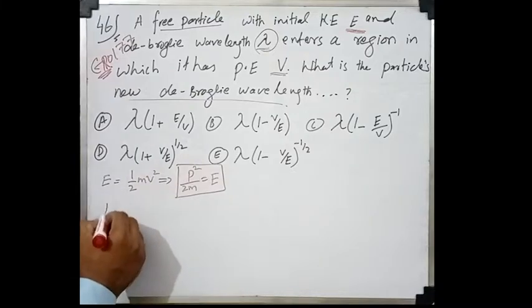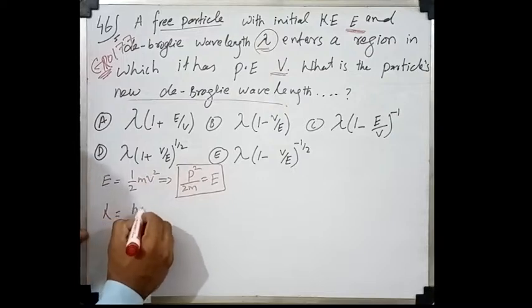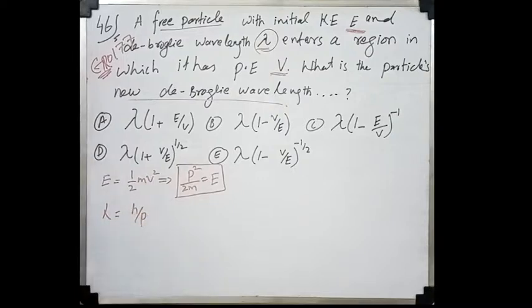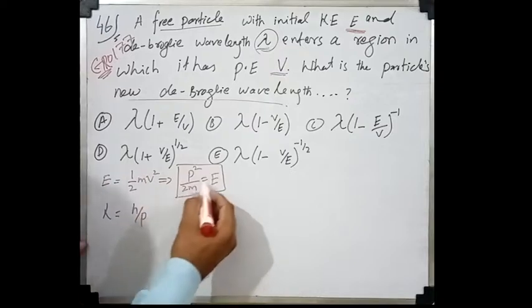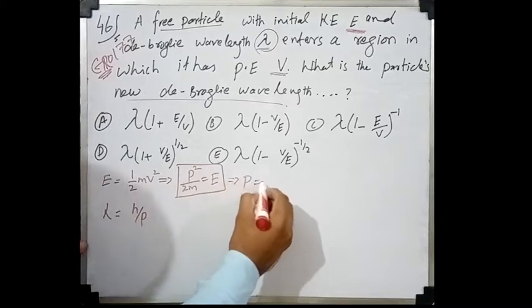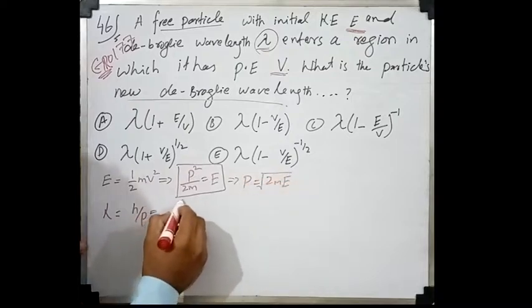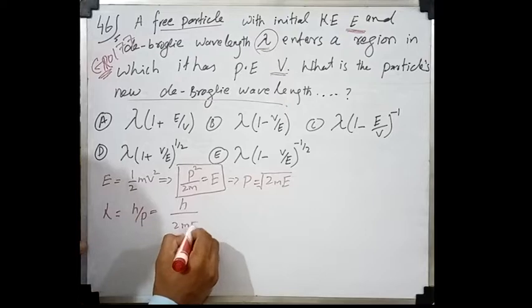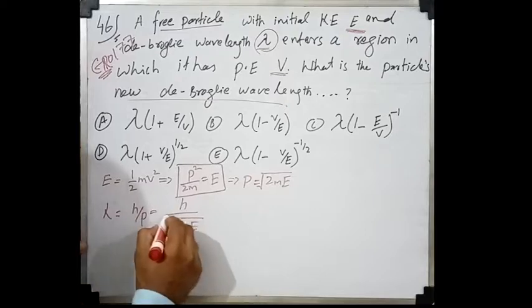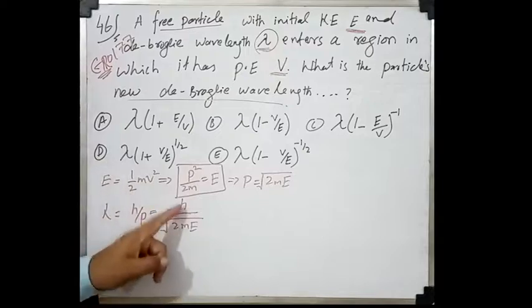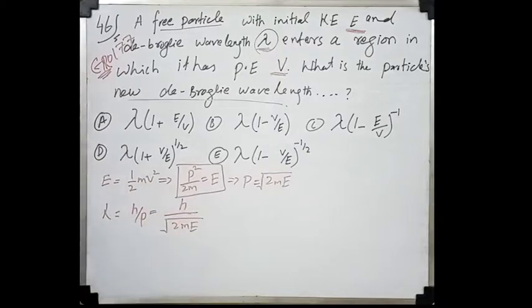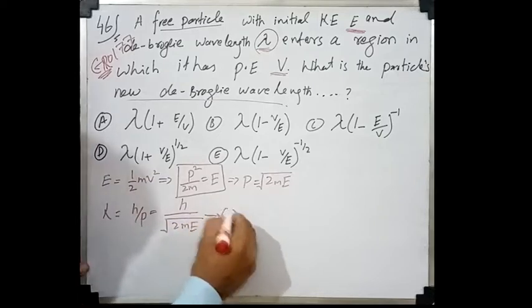Now the de Broglie wavelength is given by h over p, Planck's constant over the momentum of the particle. If we put in the value of p, which equals square root of 2mE, lambda will be h over square root of 2mE. E is the total kinetic energy, m is the mass of the particle. This is the wavelength when the particle is free.